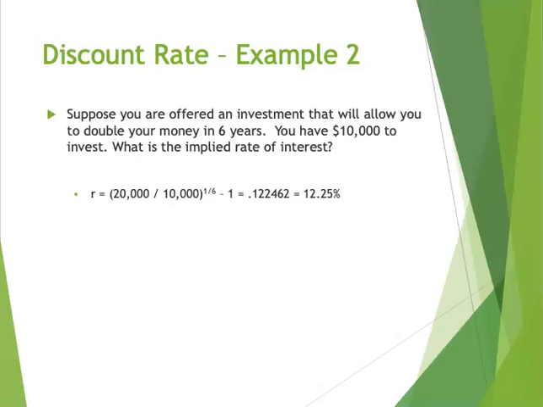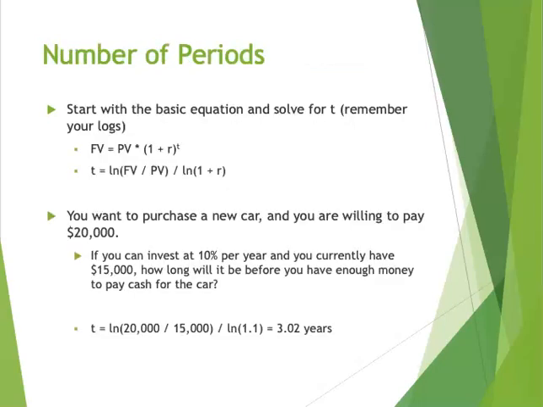So using the formula, R equals future value divided by present value, so 20,000 divided by 10,000 to the power 1 divided by t, so 1 divided by 6, minus 1, giving us 0.122462, which is roughly 12.25%. So you invest $10,000 today at a 12.25% interest rate for 6 years, giving us a total of $20,000 at the end of 6 years.